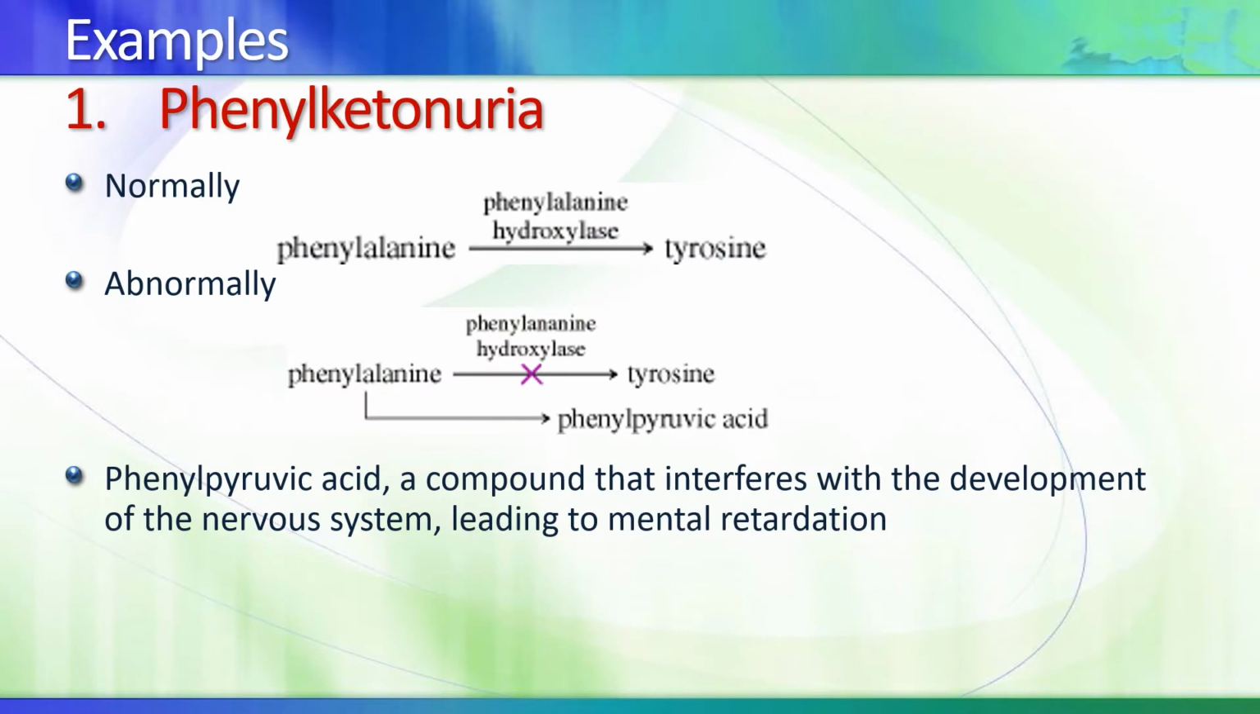Now, an example of an autosomal recessive disorder is phenylketonuria, which is related to mutation in the gene encoding phenylalanine hydroxylase. So there's a defect in the conversion of phenylalanine to tyrosine. That results in phenylalanine being shuttled into another pathway, being converted to phenylpyruvic acid. And this phenylpyruvic acid would accumulate in the central nervous system, leading to mental retardation.